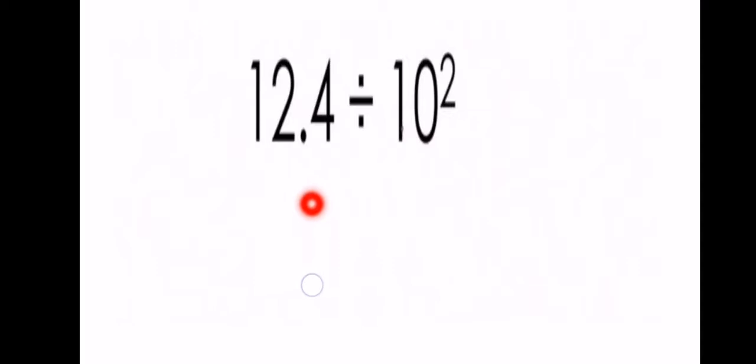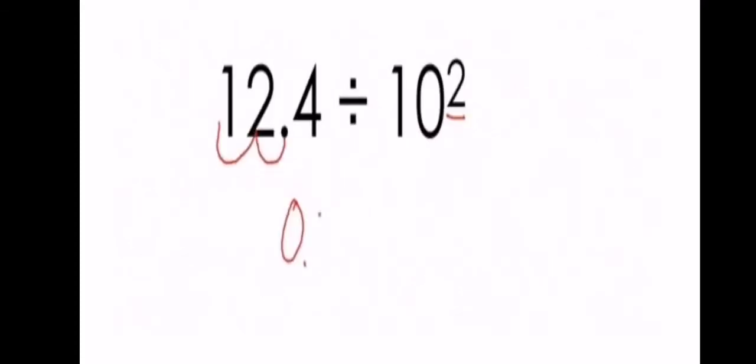For example, in this one, I have 12.4 and I want to divide it by 10 squared. How should we divide? I told you in division, I will see the number of zeros, then I will move my decimal to which direction? To the left. Yes, to make my number smaller. So here, how many zeros do we have? 2 zeros. It means I must come to my number and move my decimal 2 places to the left. 1, 2, so my answer will be 0.124.